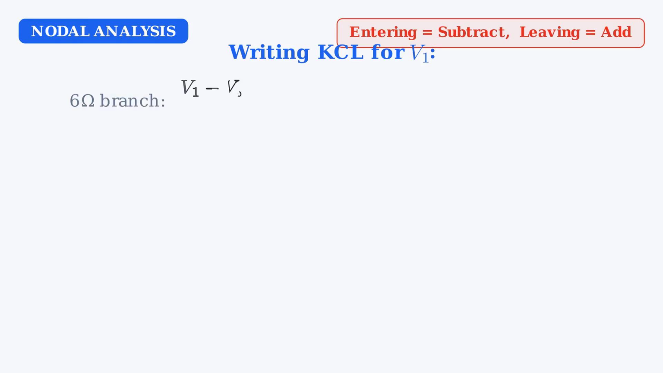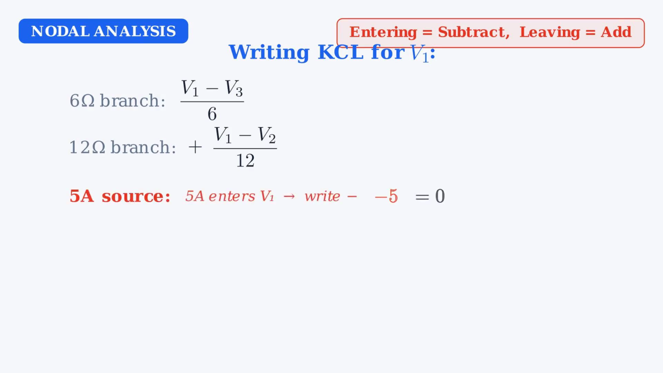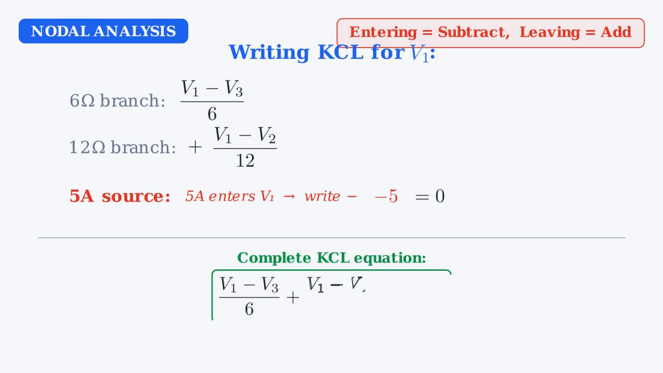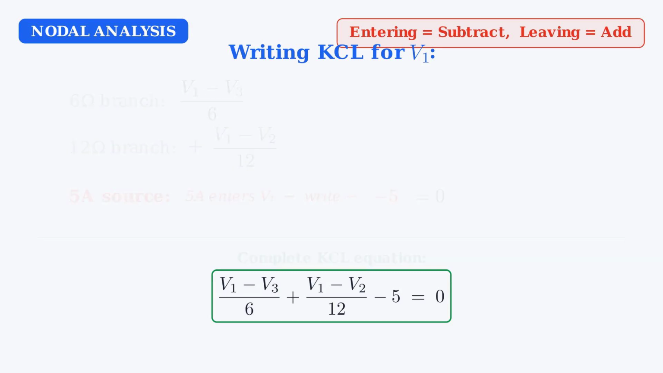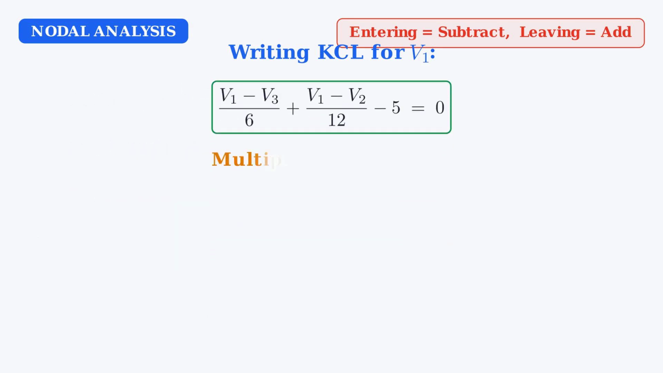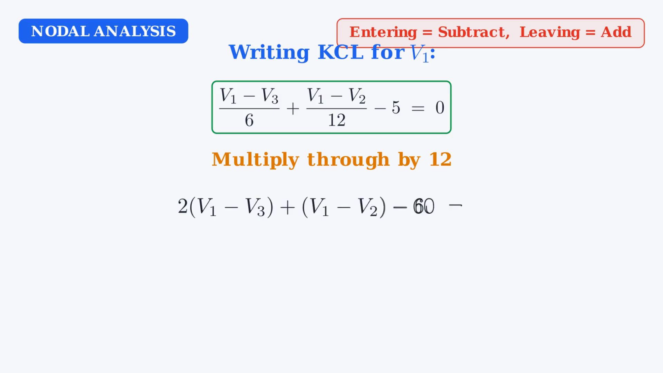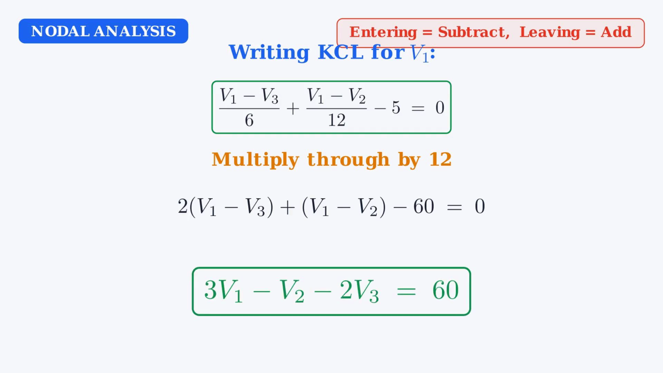3 terms. The 6 ohm resistor to V3 gives V1 minus V3 over 6. The 12 ohm resistor to V2 gives V1 minus V2 over 12. The 5 ampere source enters V1, so we write minus 5. Putting it together, V1 minus V3 over 6 plus V1 minus V2 over 12 minus 5 equals 0.